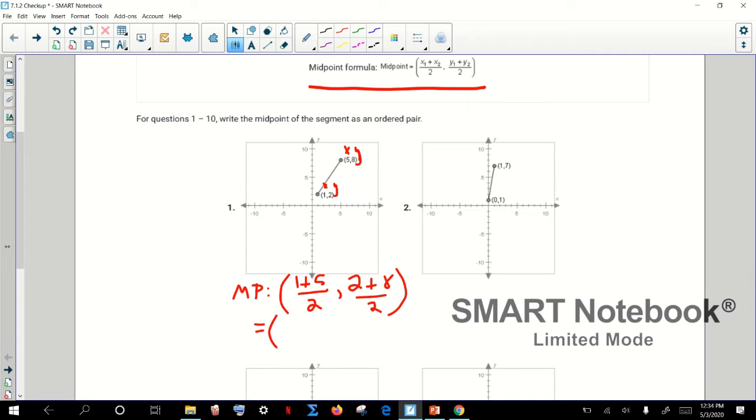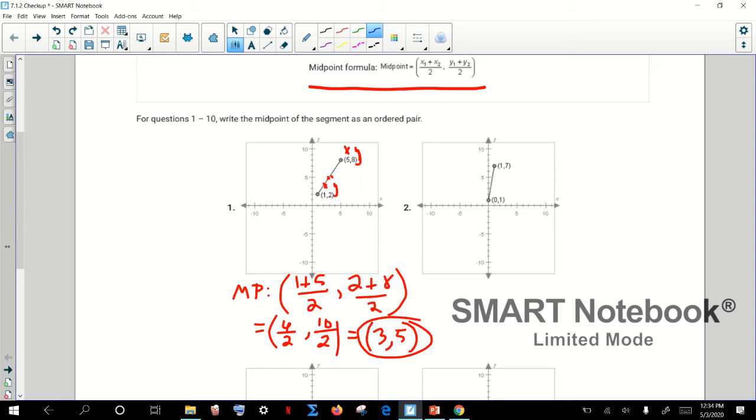Alright, so 1 plus 5 is 6, 6 divided by 2 is 3, and 2 plus 8 is 10, 10 divided by 2 is 5. So that means our final midpoint is going to be (3, 5). If you were to graph that, you'd be able to see that the point (3, 5), it's hard for me to graph with this, but that's directly in the middle of those two endpoints.